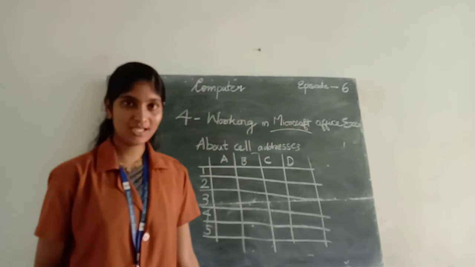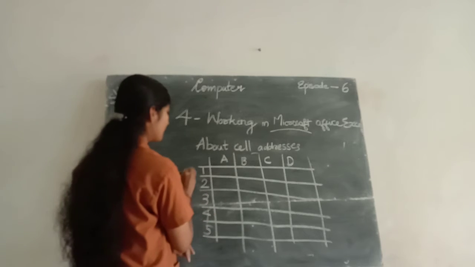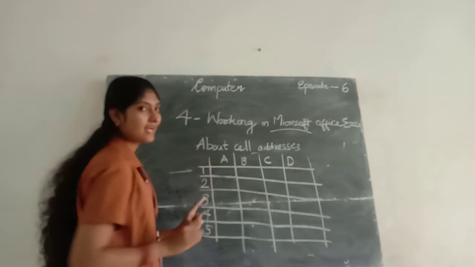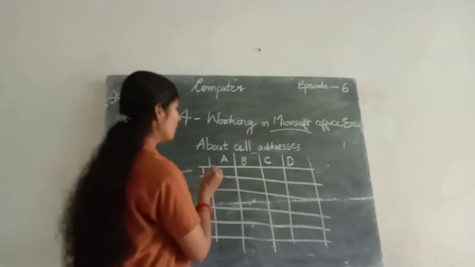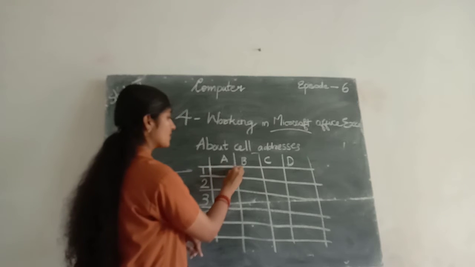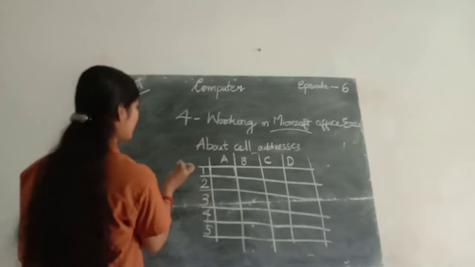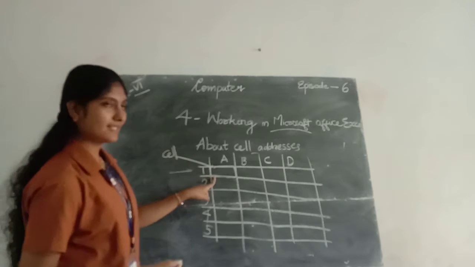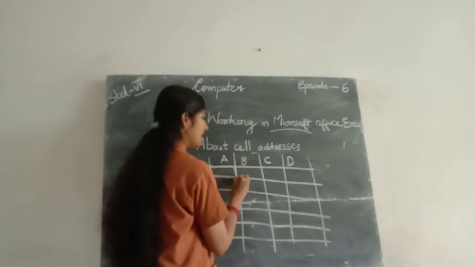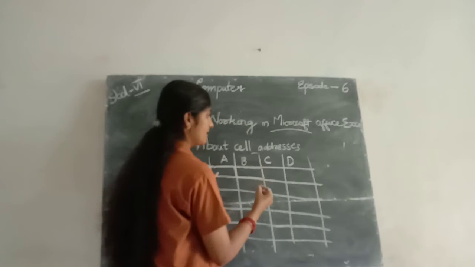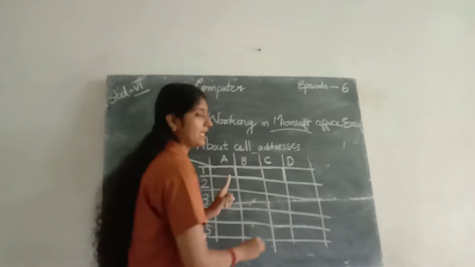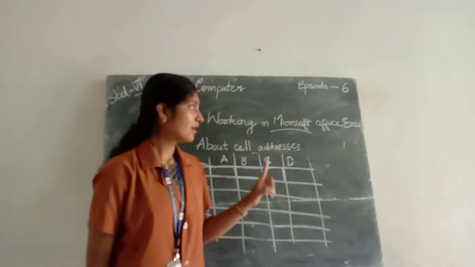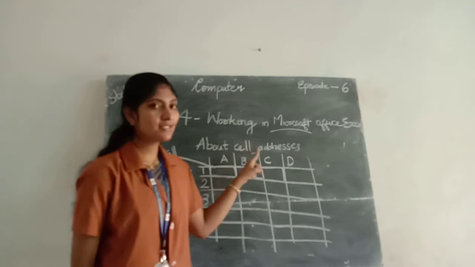This is a worksheet, and the cell address means this rectangular box is considered as a cell. So we can mark here cell. So this is a cell, and also this is another cell, and this is also another cell. So each of the rectangular blocks we can consider as a cell. So the topic here is about the cell addresses.